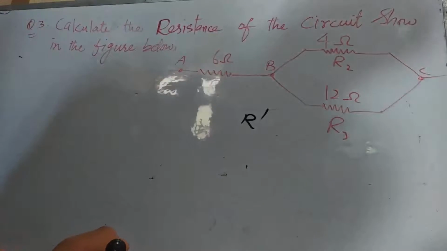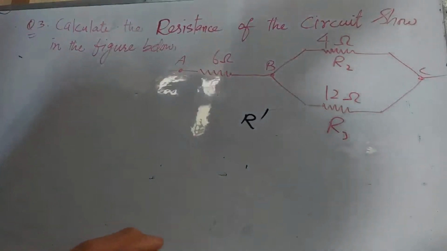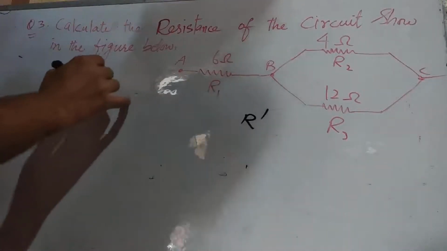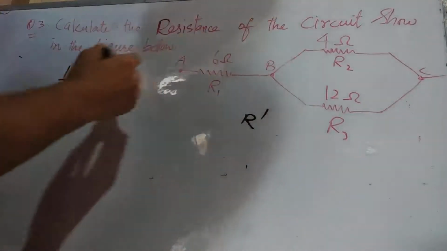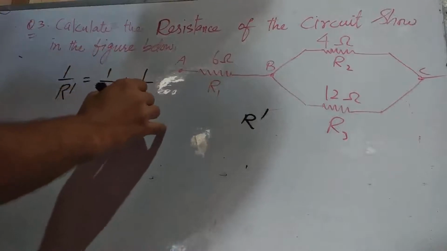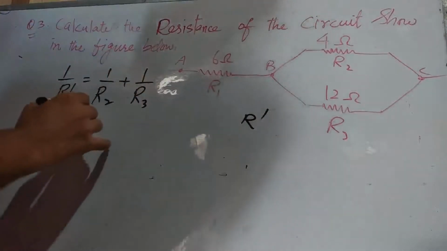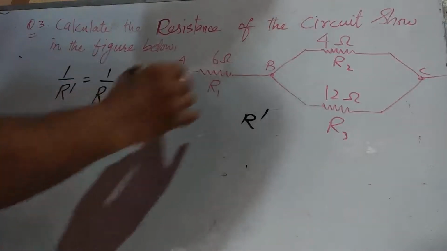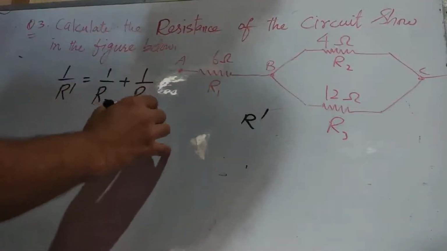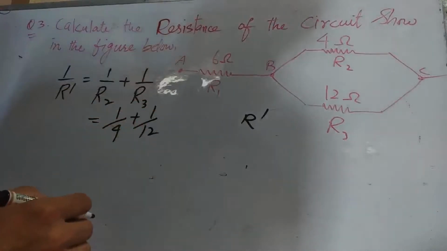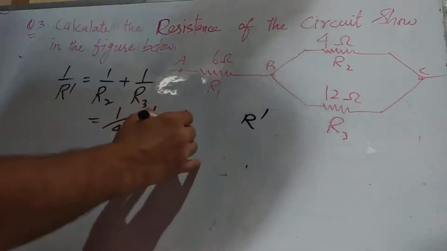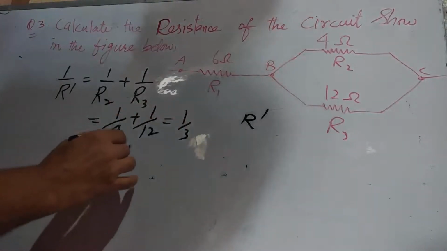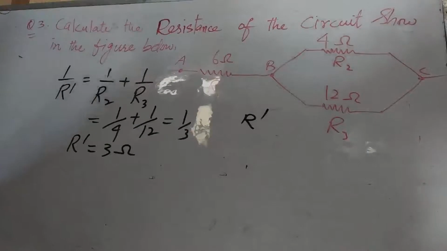And we know that in parallel combination, net effective resistance 1 by R dash is equal to 1 by R2 plus 1 by R3. So 1 by R dash is equal to 1 by 4 plus 1 by 12. When I calculate this, I get 1 by 3. So R dash is equal to 3 ohm.